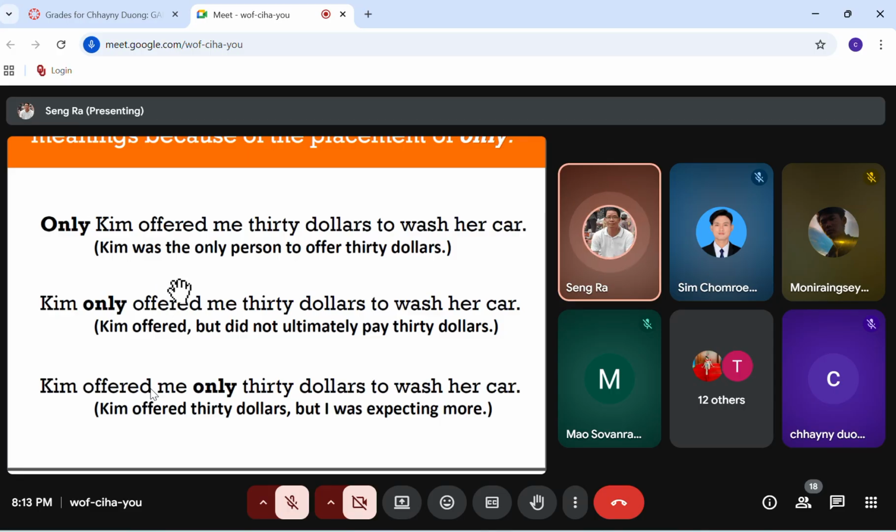Only I love you. No one else but I. So in the world, no one loves you but I. So "only" modifies "I", okay?